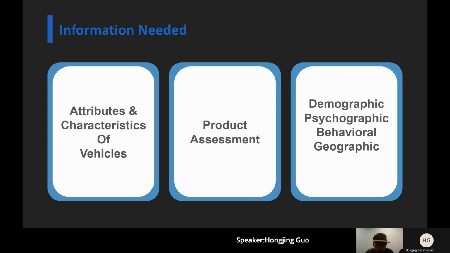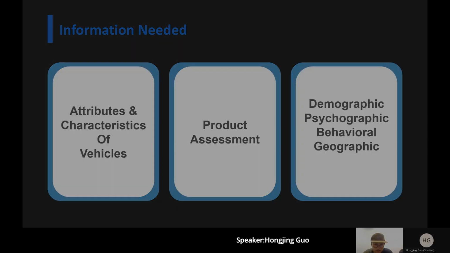And according to the components, the information needed is presented. The first is the needs of the new energy vehicle buyer based on the attributes or characteristics of the vehicle. The second is the assessment of new products based on desired attributes. The last is demographic, psychographic, behavioral, and geographic characteristics.